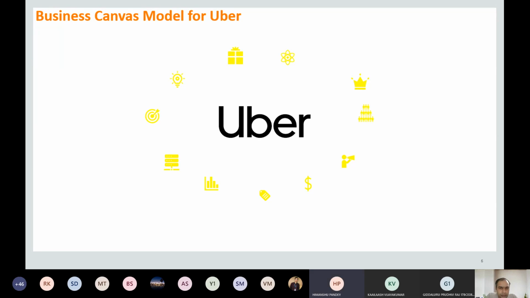Uber is for the customer to hire taxis, and it has various sectors like Uber Eats, but mainly it's for hiring taxis. If we talk about after Uber, it is very helpful for us because anywhere, any place, we can search for taxis and go. Before Uber, it was very problematic. We had to search for taxis. But after Uber, it is very helpful.